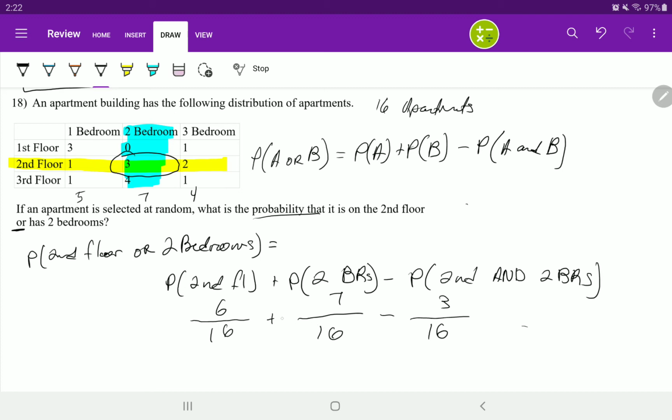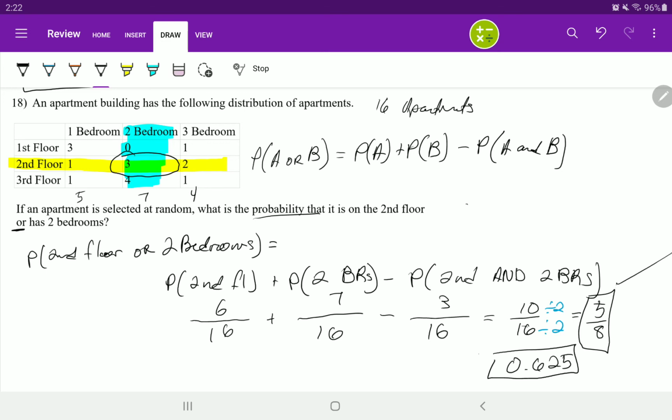So I can now add, then reduce. 7 plus 6 is 13. 13 minus 3 is 10. So I have 10 over 16. And if I reduce the top and bottom by 2, because both numbers have a greatest common factor of 2, I have 5 over 8. As a decimal, if you divide 5 by 8 in your calculator, that's going to equal 0.625. And that is the answer, in reduced fraction form and as a decimal.